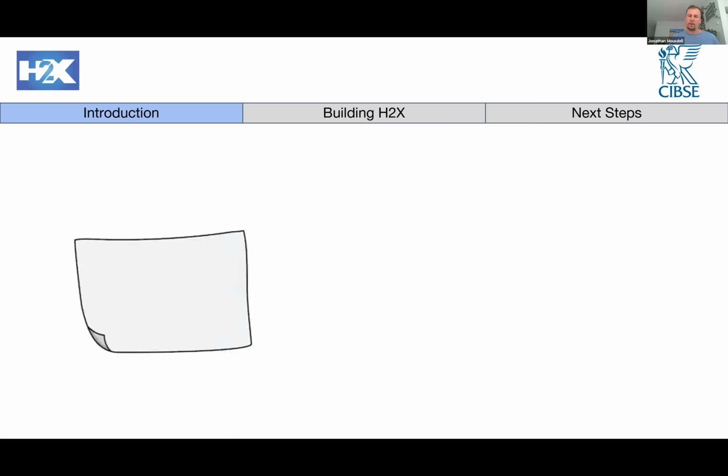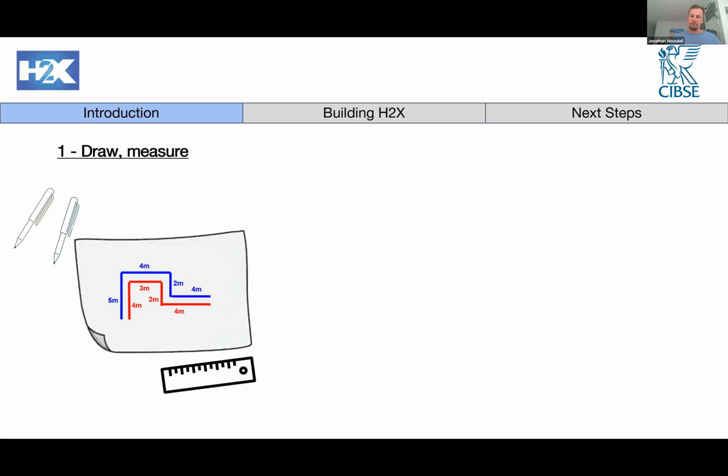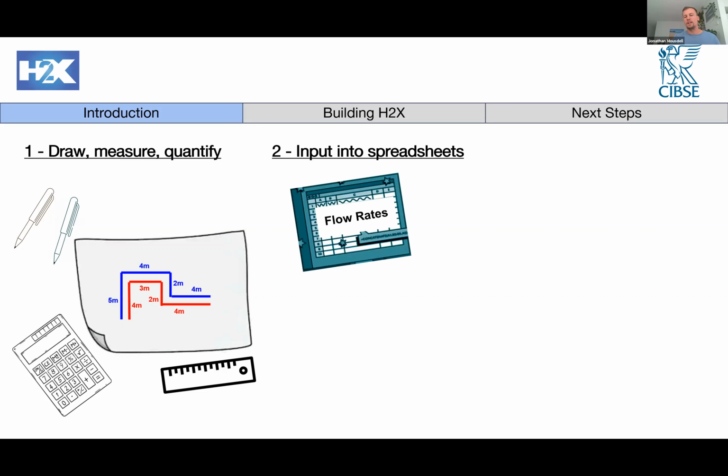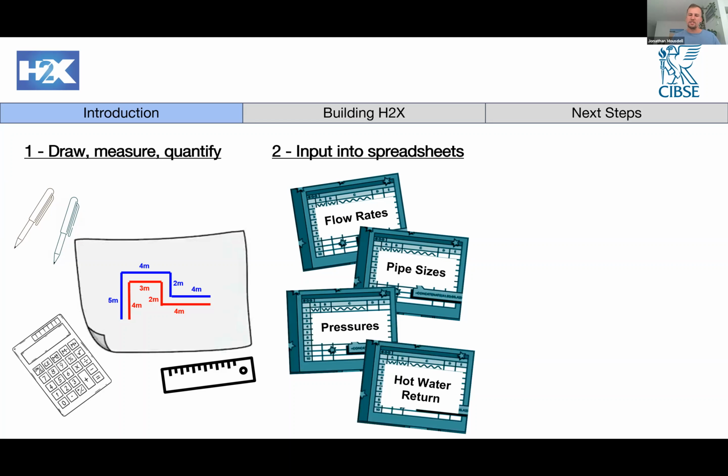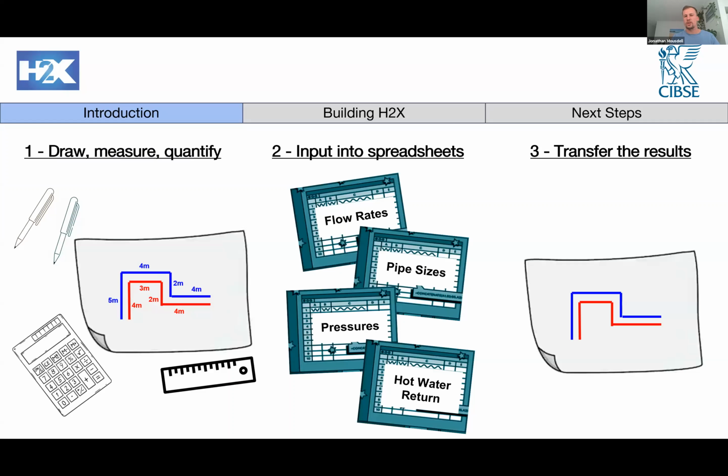For those of you that don't know, I'm just going to talk through the traditional process that is followed when we do designs and calculations. It obviously starts off when we receive the architectural drawing. We then have to manually draw out the system, measure all the different pipes that we've drawn, and then quantify all the different components. Then we manually transfer them back into spreadsheets. And there isn't just one spreadsheet, there are multiple spreadsheets for different parts of the system that we want to calculate. Once we get the results, we then need to transfer the results back onto the design.